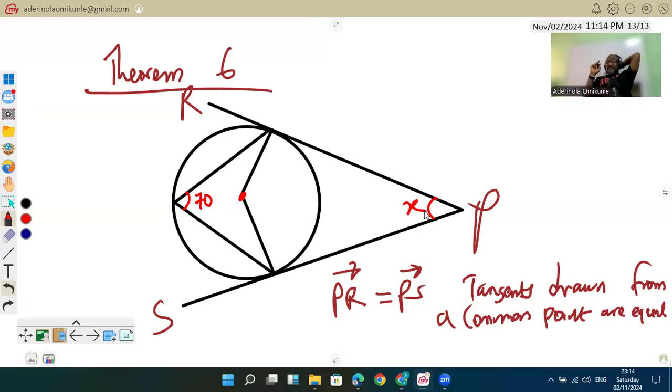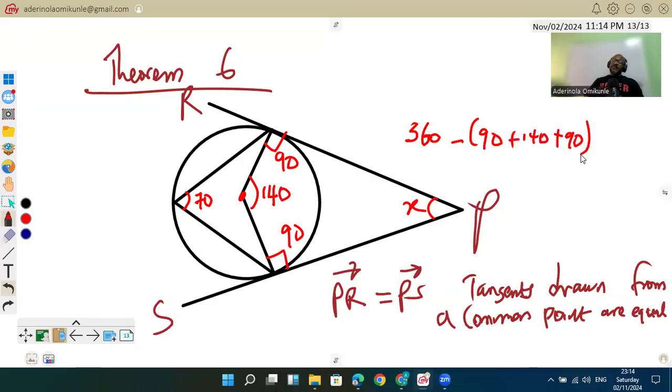Okay, so you can see an element of theorem 5 here because we've said the radius and the tangent make 90. So we can see that this place is 90 clearly. This place also is 90 by the same thing. This is 90, this is 90. And then we can see an element of theorem 2, the angle at the center is twice the angle at the circumference. So this place is 2 times 70, which is 140. Then you can get x because it's now a quadrilateral. Angles in a quadrilateral add up to 360. So you can just say 360 minus 90 plus 140 plus 90. And then you get your answer.